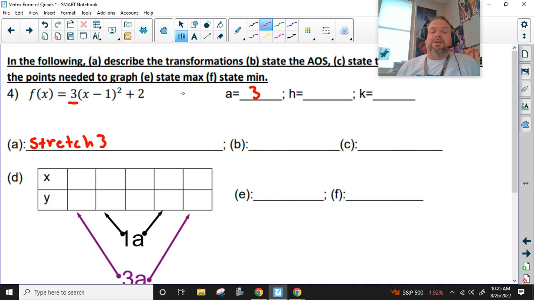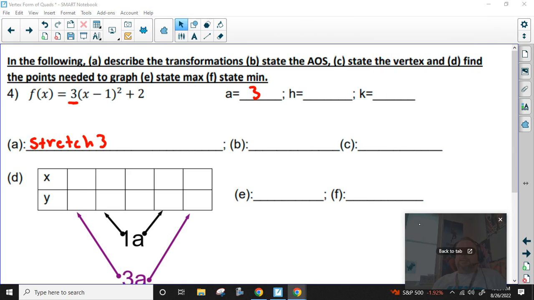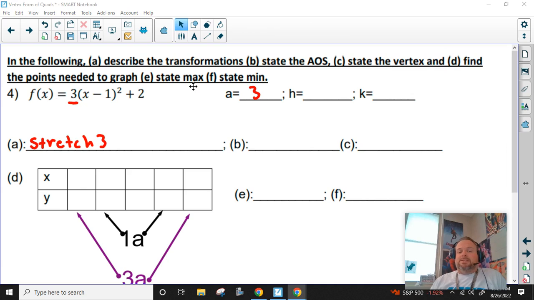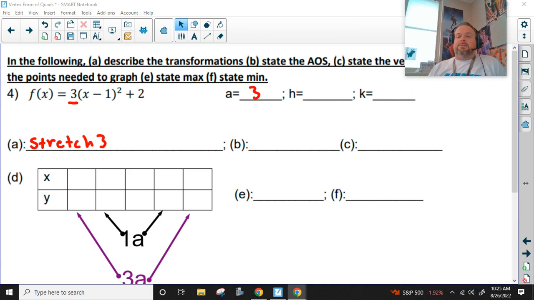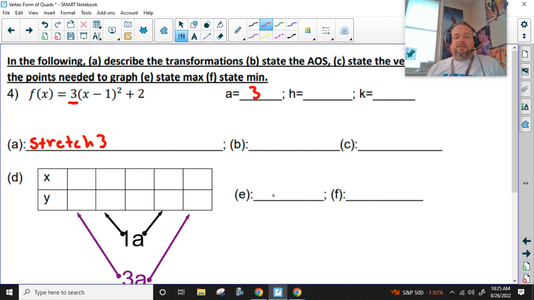A is describe the transformations. B is state the axis of symmetry. State the vertex. Find the points needed to graph. State the max. State the min. And yes, because A is positive, the max would be positive infinity.